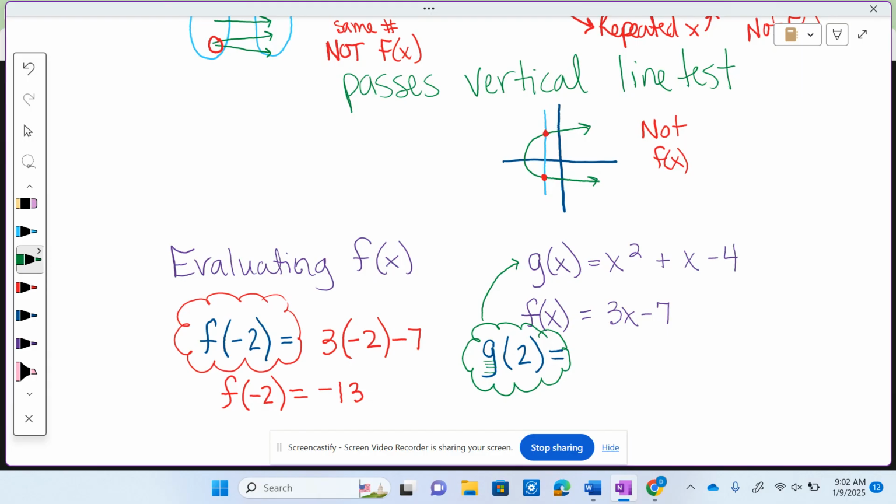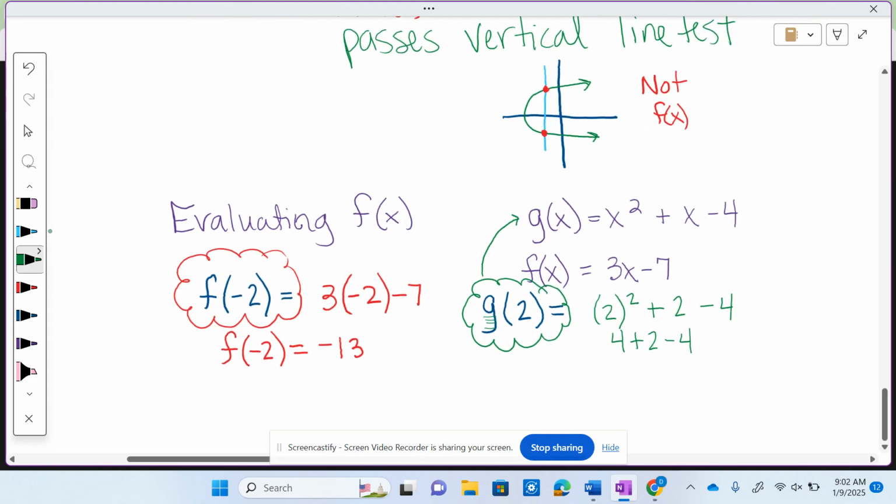So this says, I want you to evaluate the g function when x is 2. So I have 2 in place of my x: x squared plus 2 minus 4. Well, we know 2 squared is 4, plus 2 minus 4. What does that equal? It equals 2.